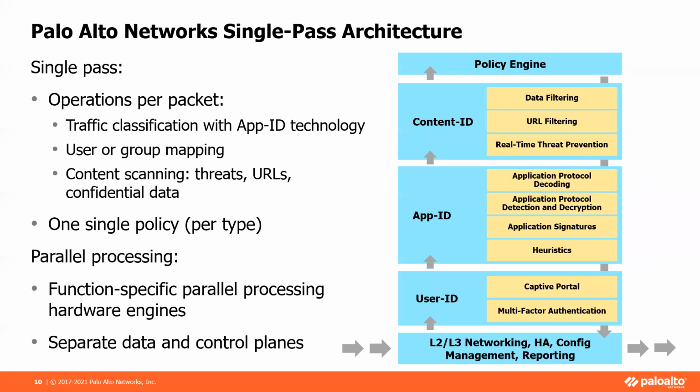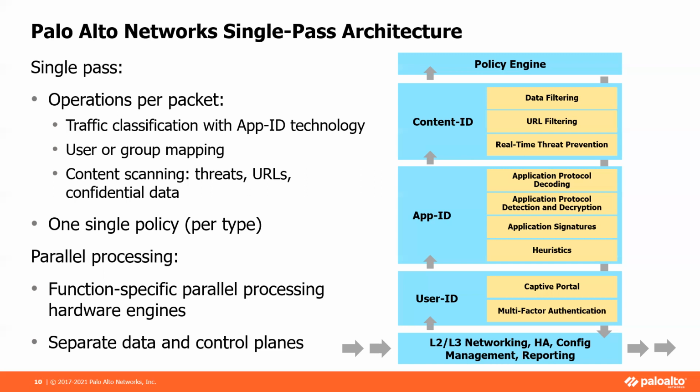So in a single pass architecture, what we're going to do is let that traffic come in down here at the bottom. We're going to send it up through things like User-ID, which we can have captive portals. We can have multi-factor authentication to authenticate them to go through our firewall. We can use App-ID, in which we are detecting what kind of applications are going through here. So whether they're using Google Chat or Facebook Chat, we can determine exactly what that is going through the packets, not just port 80 traffic or 443 traffic.